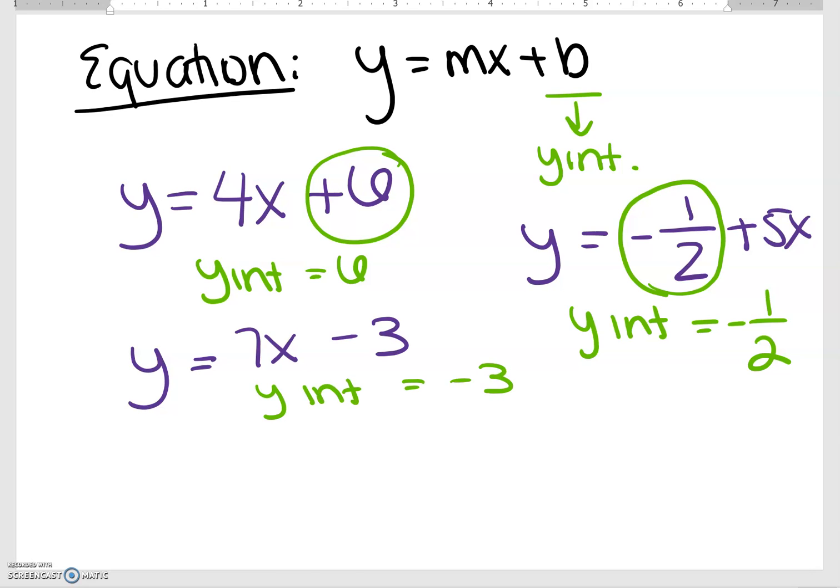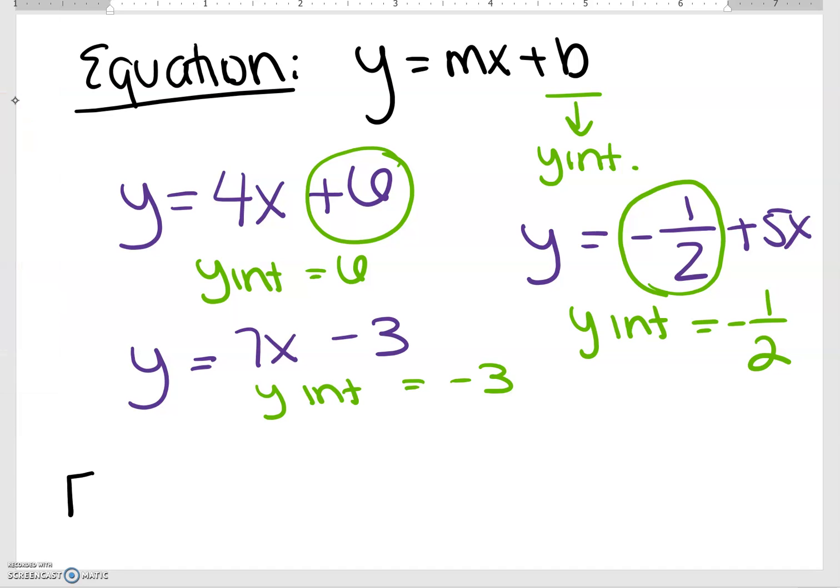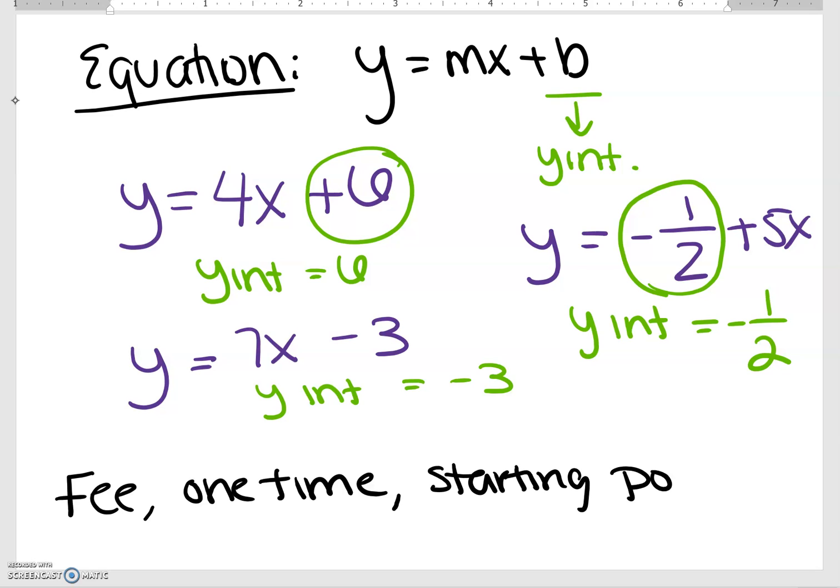Okay. The last part with y-intercept is in a word problem, and finding keywords. In a word problem, the keywords that we use are like fee, one time, starting point, anything like that. Anything that tells me I do it once, and that is where I started.